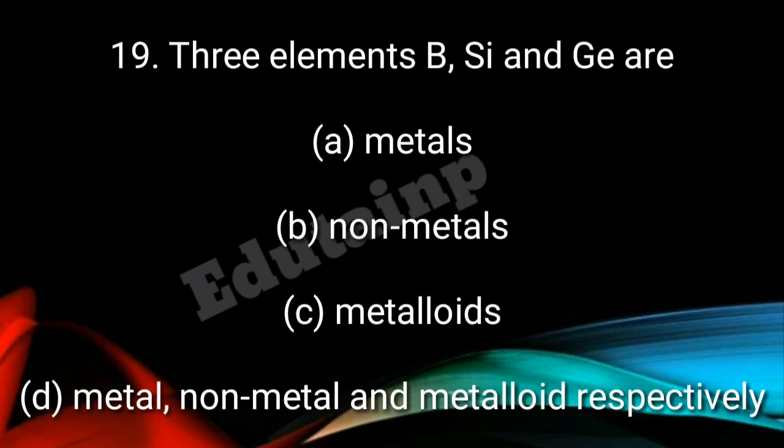Three elements, boron, silicon and germanium, are dash. Option A: metals. Option B: non-metals. Option C: metalloids. Option D: metals, non-metals and metalloids respectively.